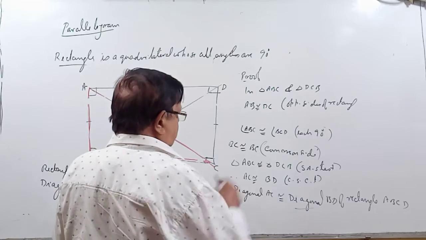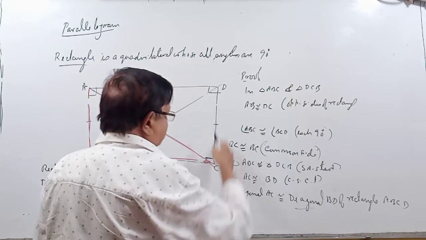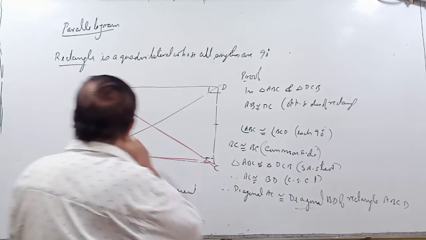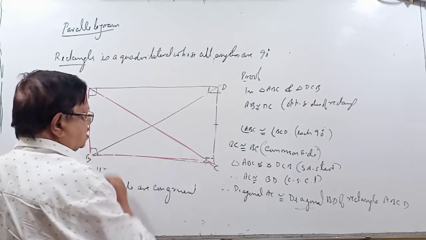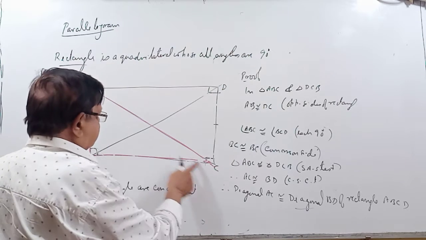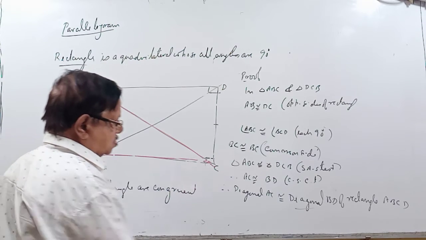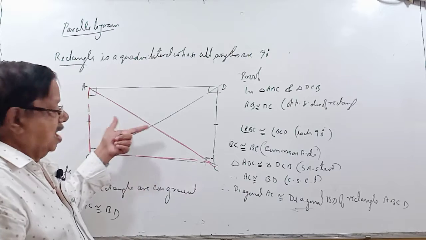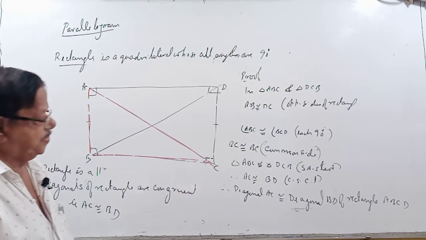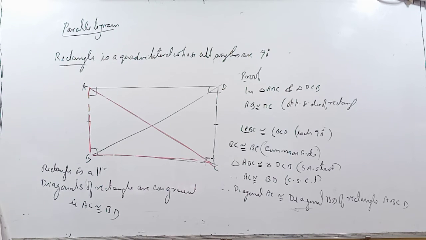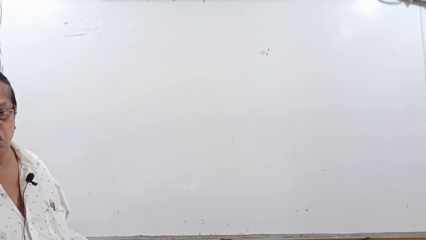And BC congruent to BC, common side. Therefore triangle ABC congruent to triangle DCB, SAS test. Side angle side congruent to side angle side, SAS test. Therefore AC congruent to BD, corresponding sides of congruent triangles. So that is what we have proved. Diagonals of a rectangle are congruent. Alright, you have understood that? We will go to the next one. We studied about rectangle. We will go to rhombus.